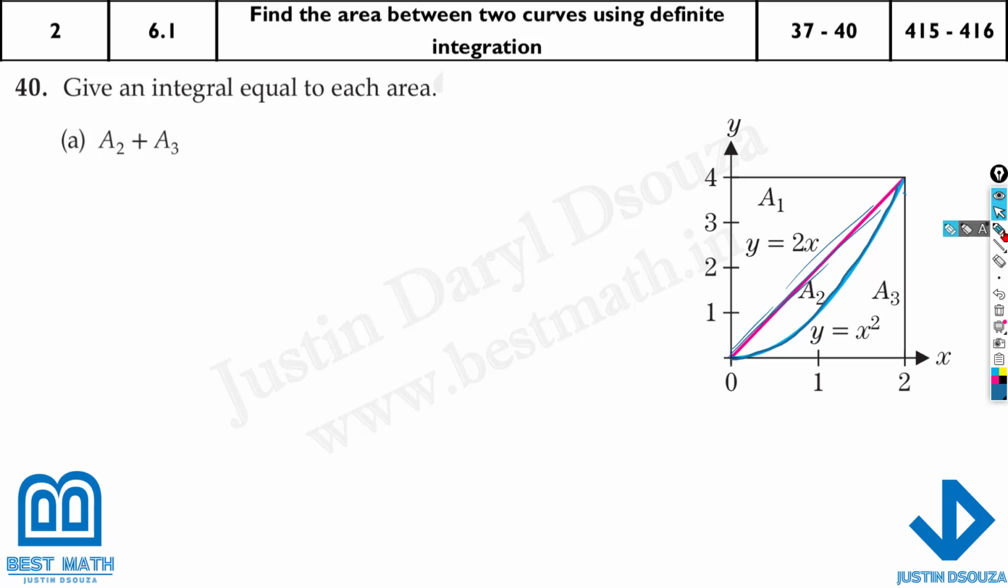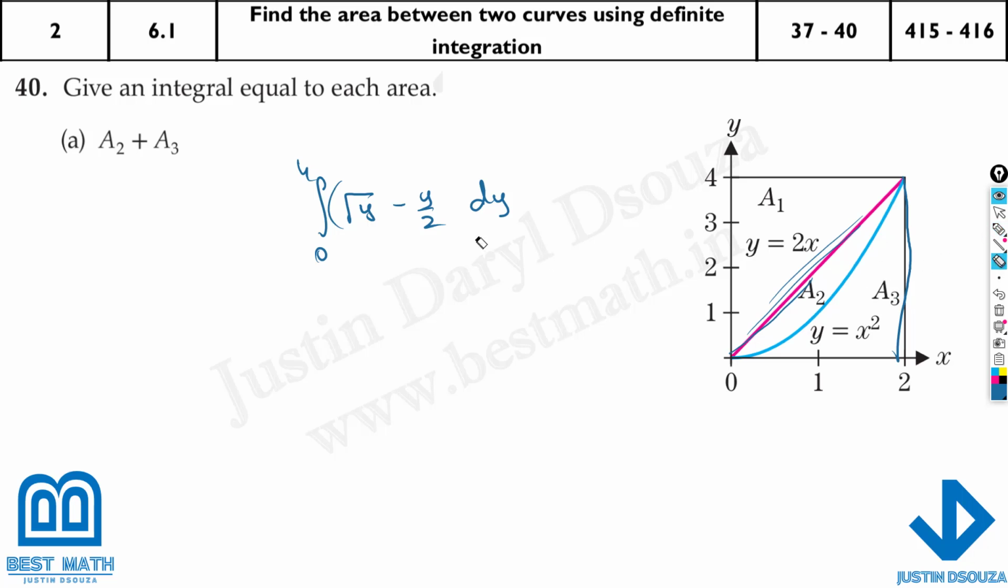Okay, what about A2 plus A3? Now we need to write the integrals. They have not asked you which way, but in the exam, you will look into the options. If it's all along dx, then you should write along dx. I'll write along dx now. See, look at this. This is much easier, right minus left. So the option will be along dy. So integral 0 to 4, it'll be square root y minus y by 2.